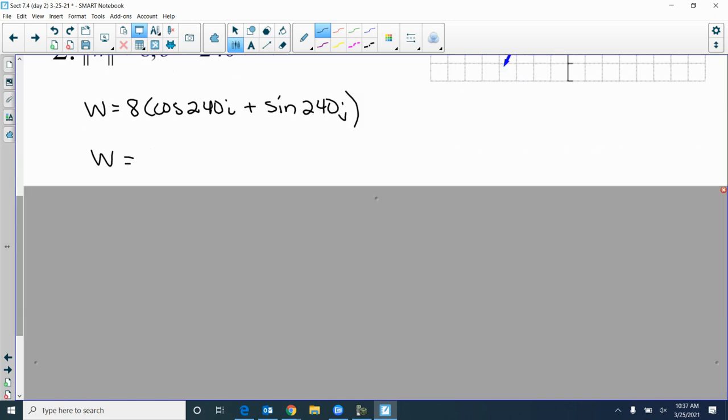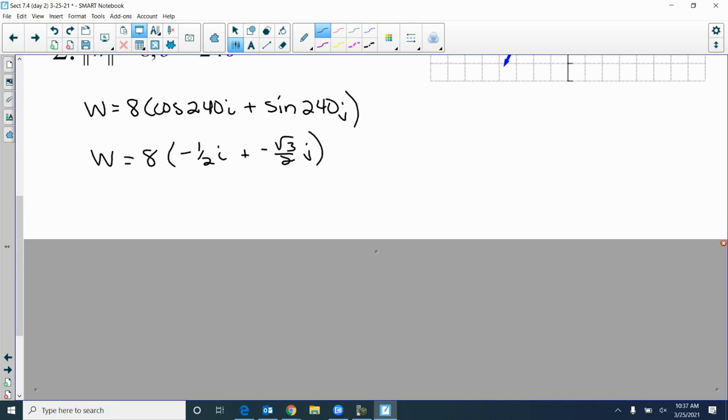Now, what is cosine of 240 degrees? You're thinking it's going to be the short leg, so it's going to be negative 1/2 because it's in quadrant 3. So it's going to be negative 1/2 I plus negative square root of 3 over 2J. So in the end, we get negative 4I minus 4 square root of 3J.